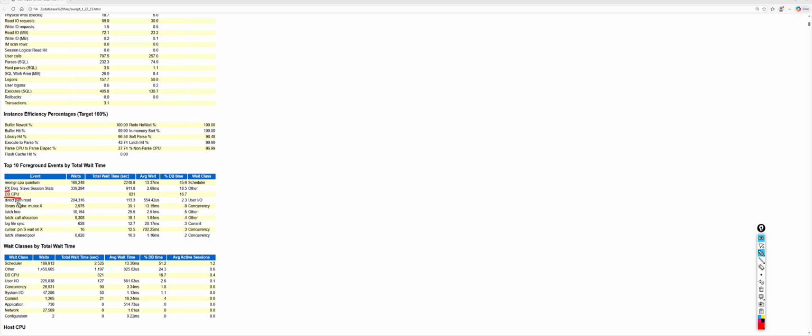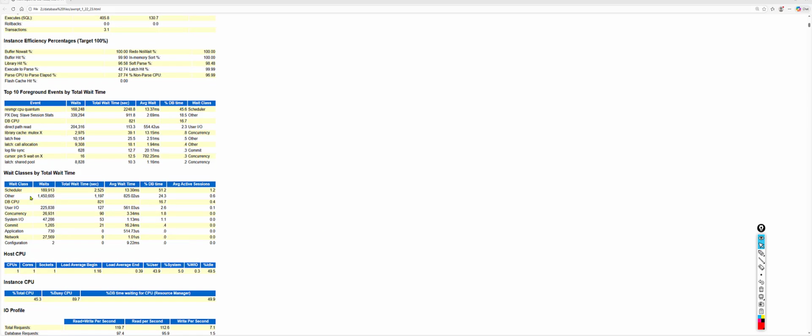Obviously, when you see high parallel, you may see direct path read, because direct path read is PGA, or you can say direct path read always uses parallel processing. So definitely when there is a direct path read, you may see parallel. Okay, so now we will focus on resource manager CPU quantum, which is the top event, right?